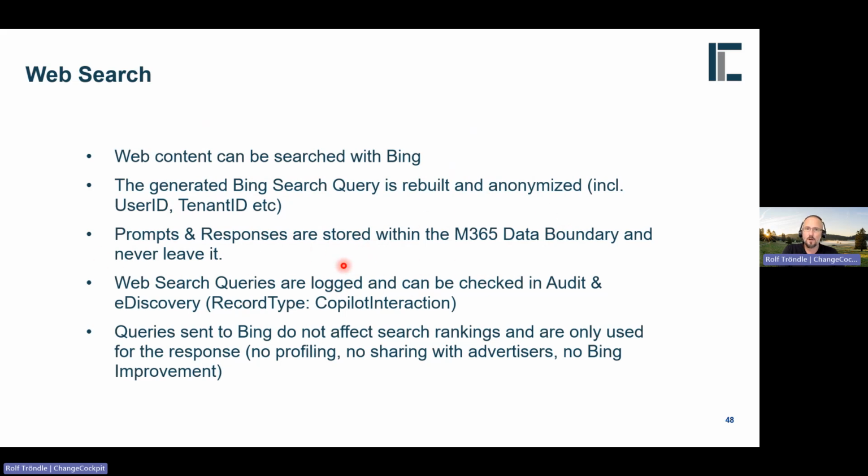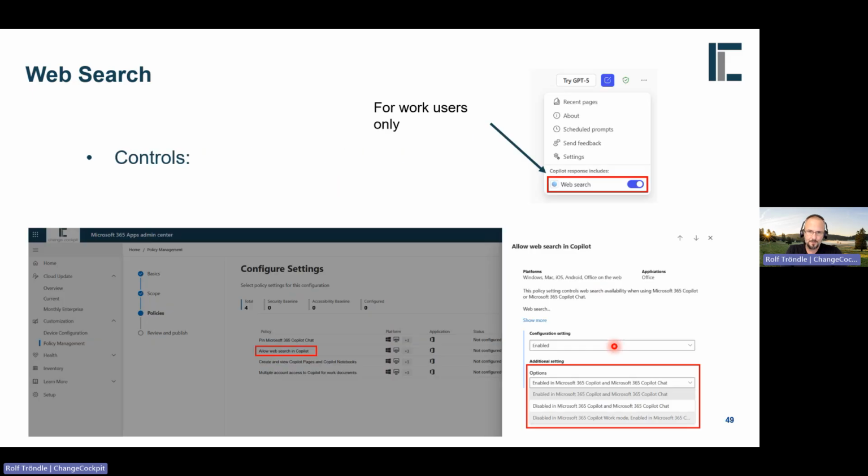And web search queries are also logged and can be checked in Purview Audit and as well e-discovery. The record type in audit is Copilot interaction. We will have a look at such an audit entry later. Then queries sent to Bing will not affect and will not be used for search rankings within the Bing service and are only used for the response. There will be no profiling done, no sharing with any advertisers, and no Bing improvement. So it's really the only purpose is to get out the answer and nothing more.